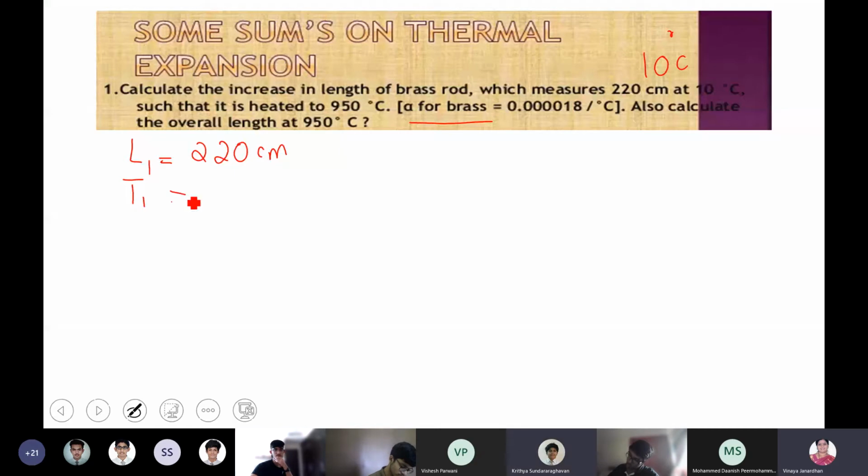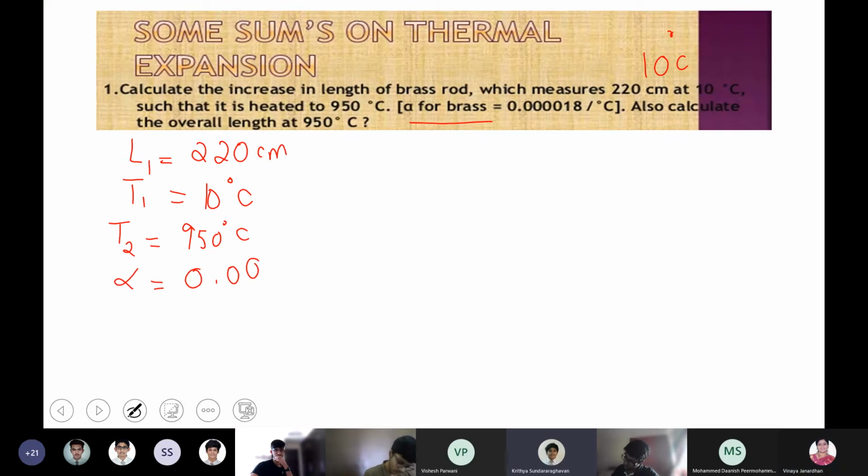Okay, T1, the initial temperature? Ma'am, it's 10 degrees Celsius. And what is the final temperature? They have given it as 950 degree Celsius. And they have also given the value of alpha, the coefficient, that is 0.00018. You can go for exponential powers also, yes, ma'am.